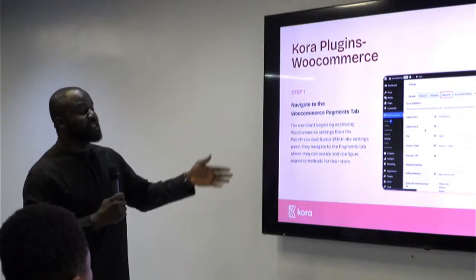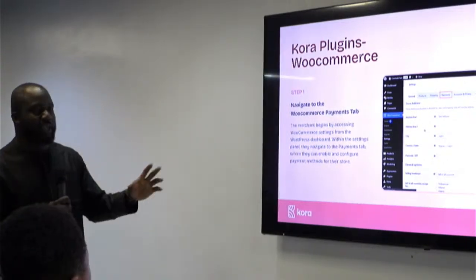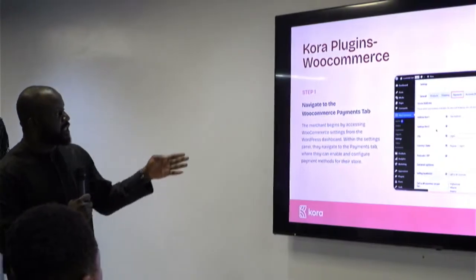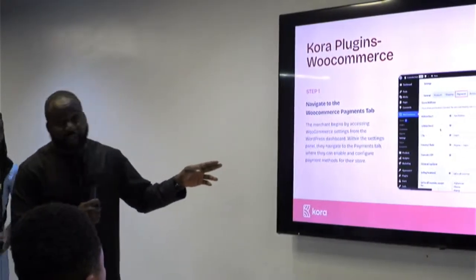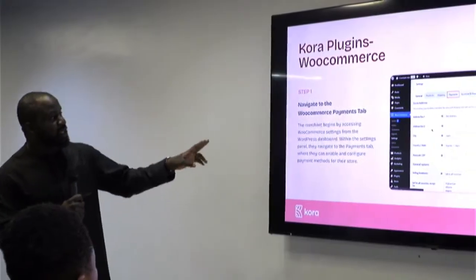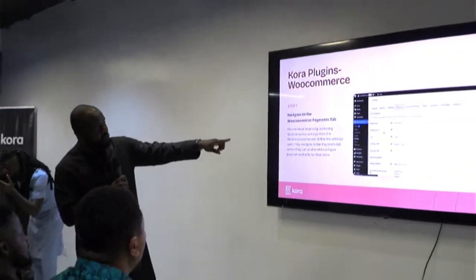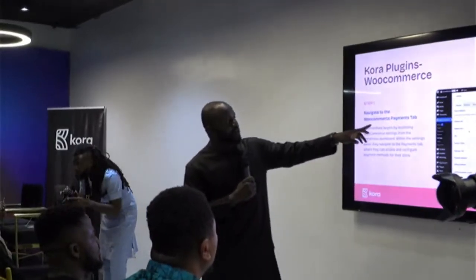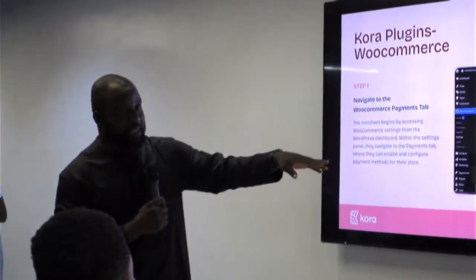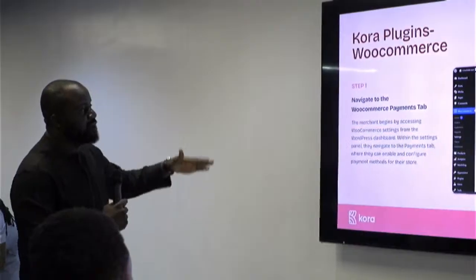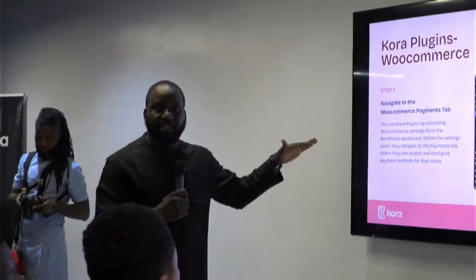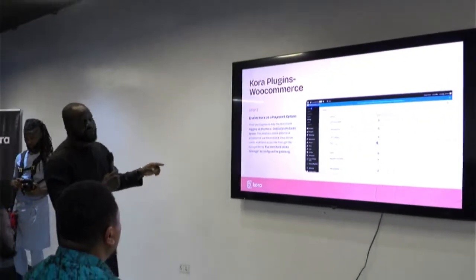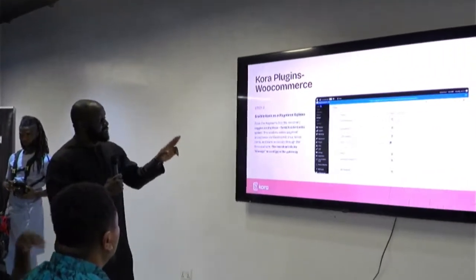So I'll be taking us through the steps. There are just 3 easy steps on how you can easily integrate our Kora plugin on WooCommerce. First, you log into your WordPress dashboard. Then you go to the tab where you have WooCommerce. When you click on WooCommerce, it displays the tabs that you see above, where you see general, product, shipping, payments. Then you click on the payments. Then it brings out a list of the different payment options that are available. Then you click on the Kora debit credit cards.